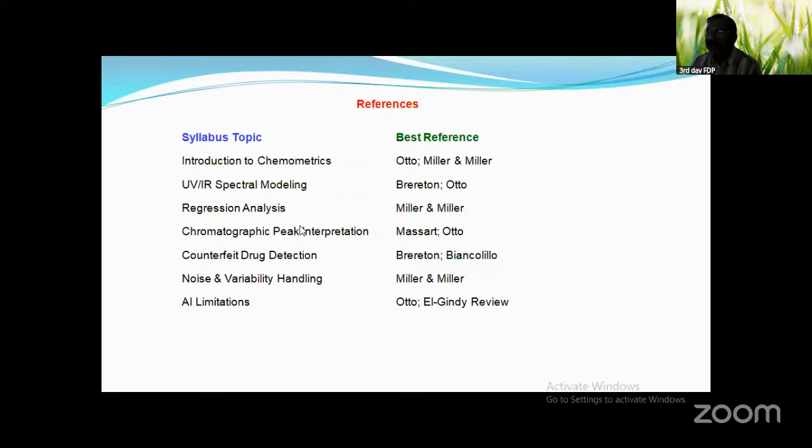For the topic on introduction to chemometrics, better references are the books proposed by Otto and Miller. For UV-IR spectrum modeling, the books by Brereton and Otto. For regression analysis, Miller and Miller. For the fourth topic, chromatographic peak interpretation, the books by Massart and Otto. For counterfeit drug detection versus genuine samples, the textbooks by Brereton and Bian Colello. For noise and variability handling, and AI limitations, the textbooks by Otto and El-Gindy.